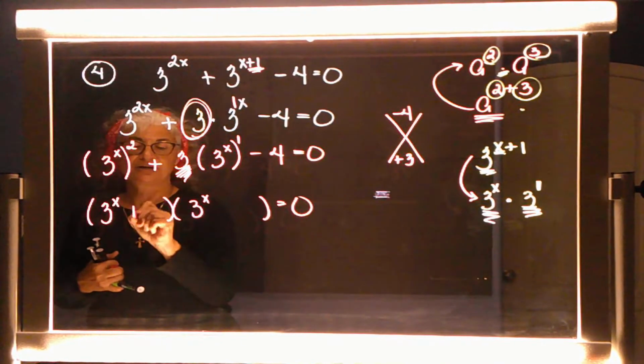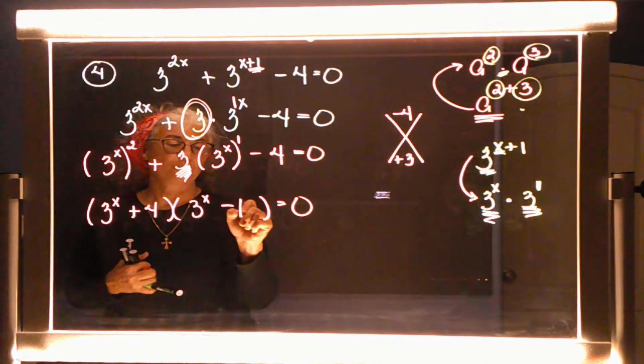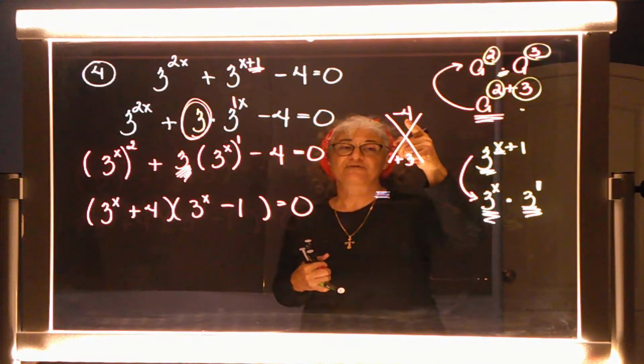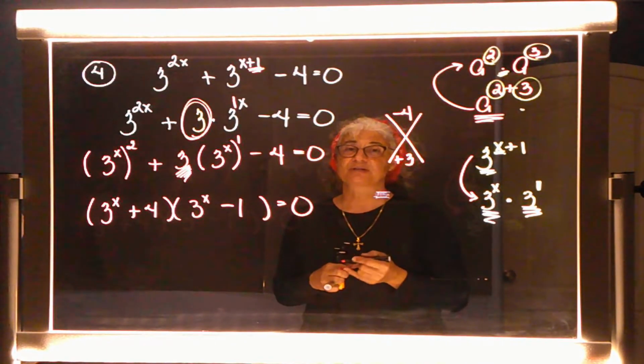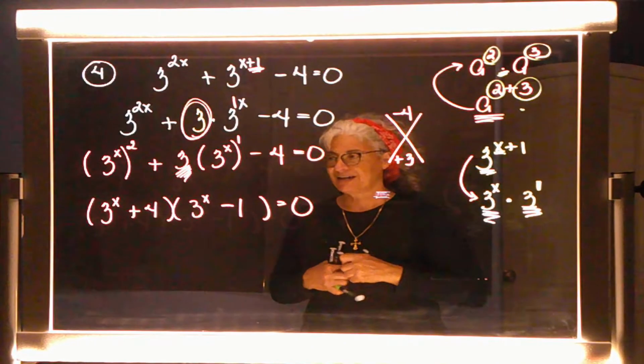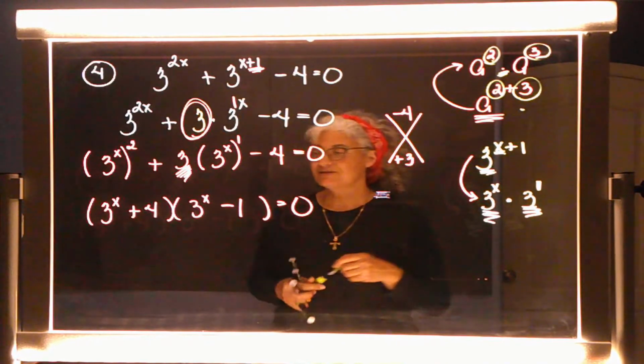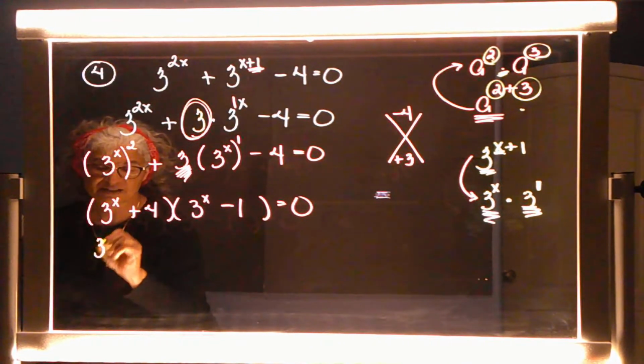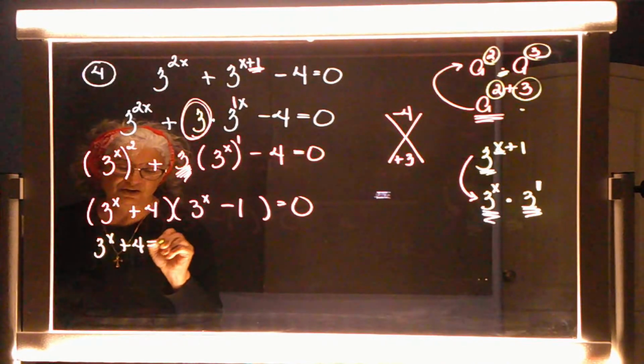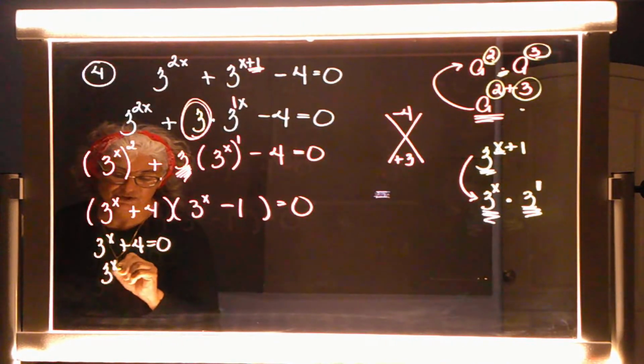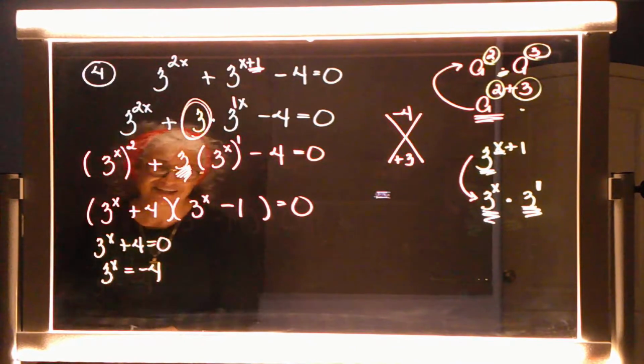I need a positive 4 and a negative 1 to multiply to a negative 4 and add to a positive 3, don't I? Excellent. And then we get to set each one of these equal to 0 and solve. So I'm going to take the first one and start solving.